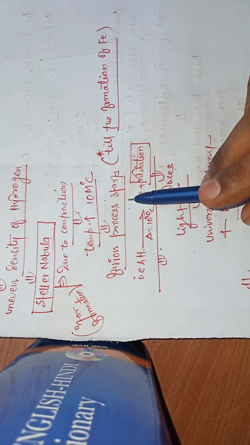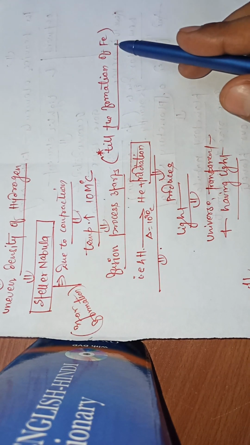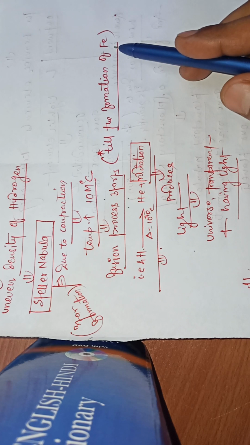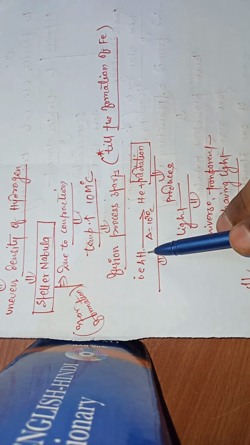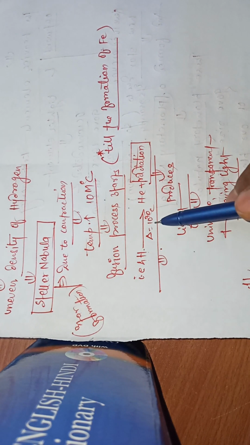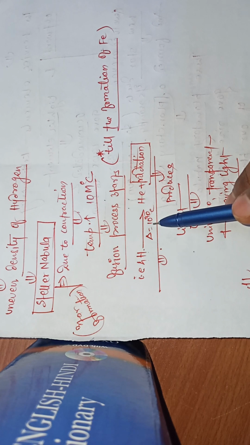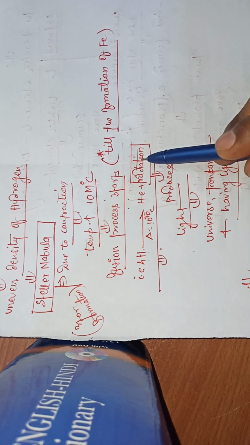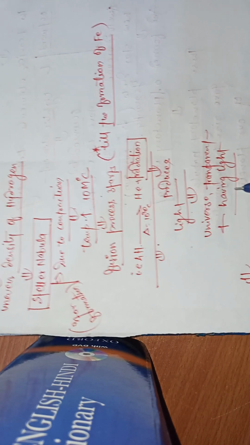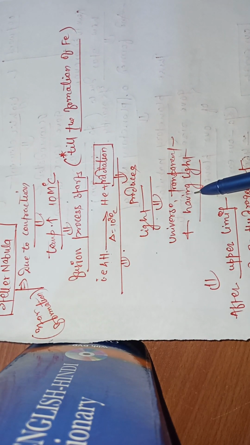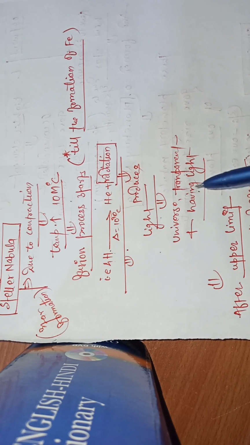These fusion processes continue until the formation of iron in our periodic table. The fusion process happened between hydrogen atoms. Hydrogen at a temperature of 10 to the power 7 degrees Celsius, or 10 million degrees Celsius, gave rise to helium and radiation. Radiation produces light, and our universe became transparent and had light.